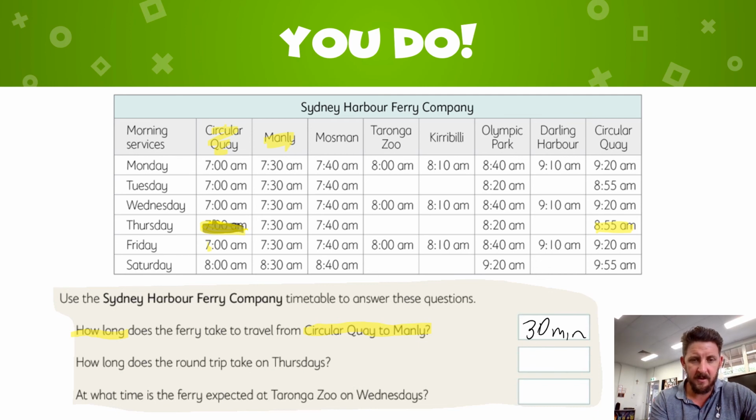Now, I can use my jump method again. And the way I use my jump method is I will jump to 8, then to 9, that's 2 hours, and then I'll take away 5 minutes. So it's 2 hours less 5 minutes, which would be 1 hour, 55 minutes. The last one is, what time is the ferry expected at Taronga Zoo on Wednesday?